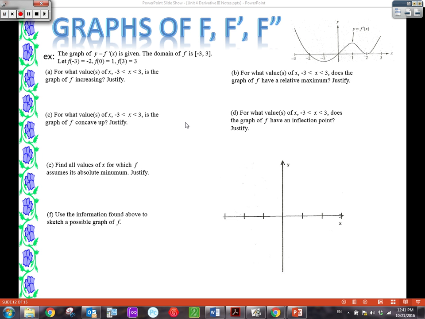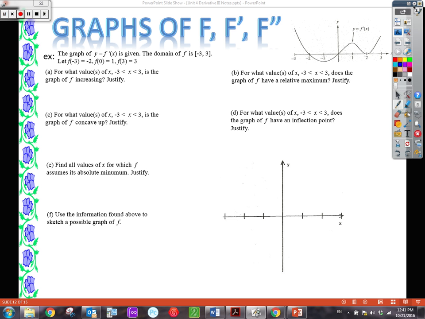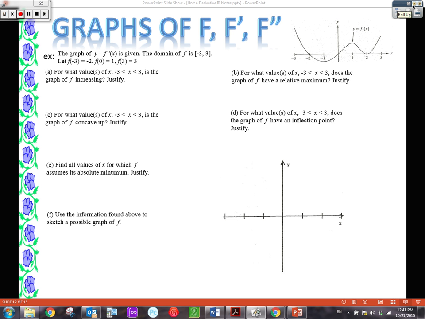Notice we have our little graph right here, and we have a prompt. So let's go ahead and start. All right, so the graph of y equals f prime is given, and the domain is -3 to 3. So we have to note this is f prime, just to make sure we know what we're looking at.